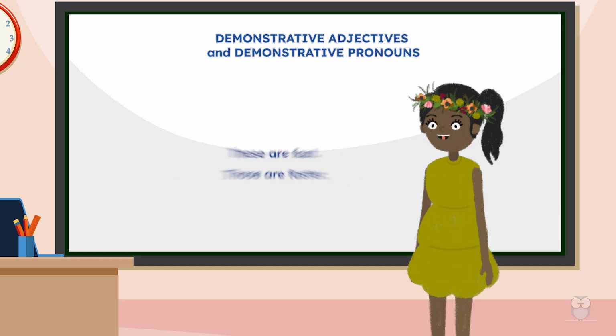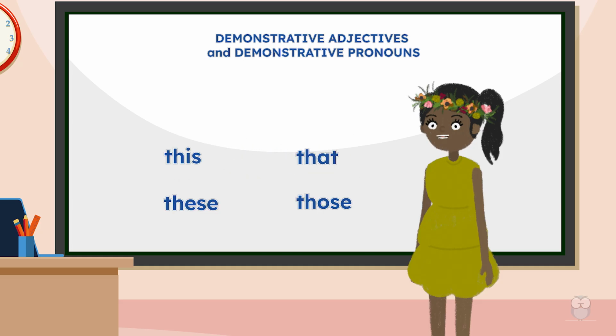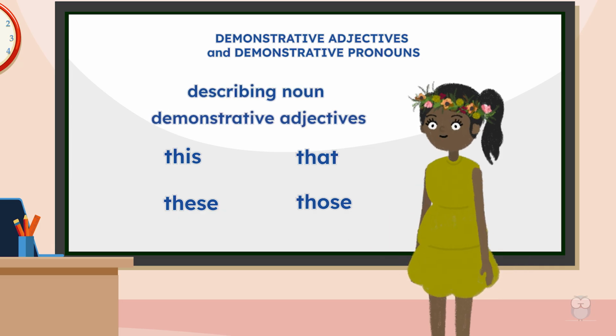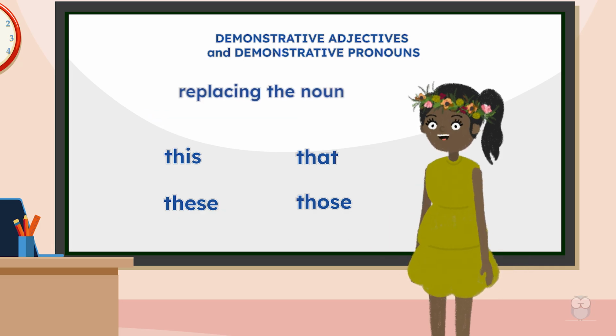So just remember the words this, that, these, and those are demonstratives. And if they're describing a noun, they're demonstrative adjectives. If they are replacing a noun, they're demonstrative pronouns.